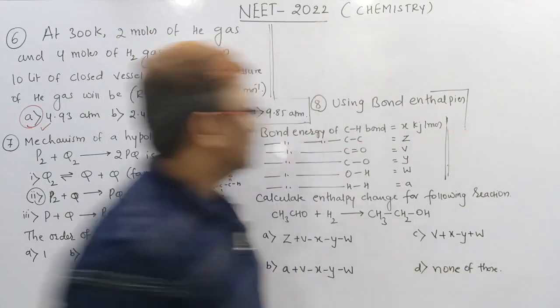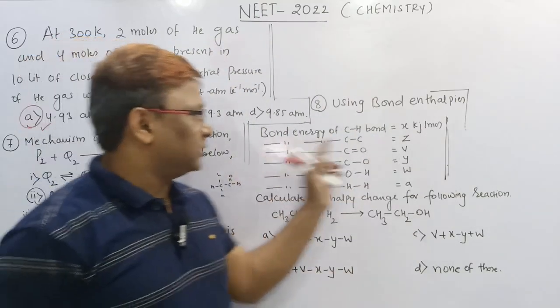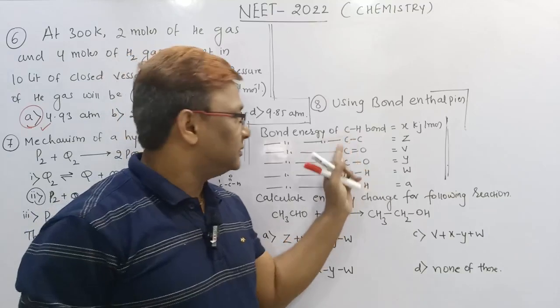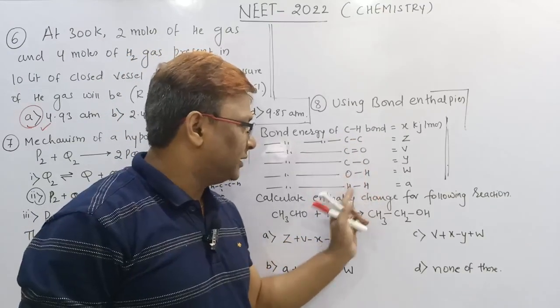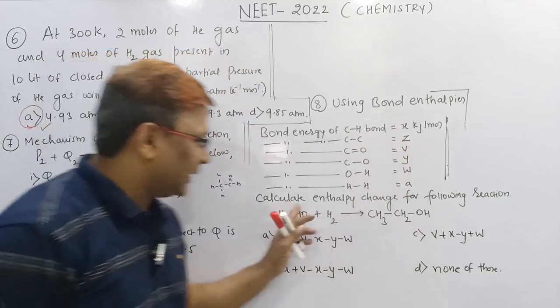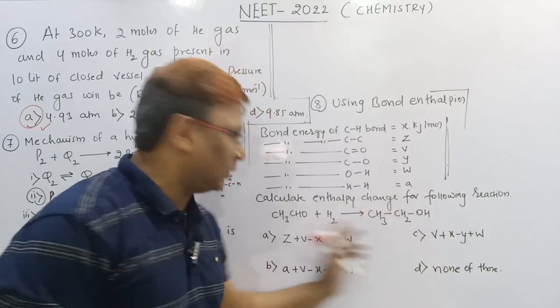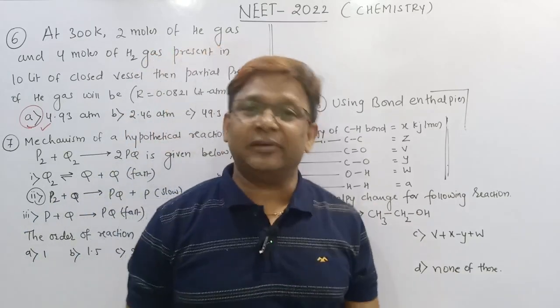See, using bond enthalpies, they give bond energy of C-H, C-C, C double bond O, C-O, O-H, and H-S. This is the value they give in kJ per mole. They are asking to calculate the enthalpy change for the following reaction. But you know the concept will be there for bond energy.